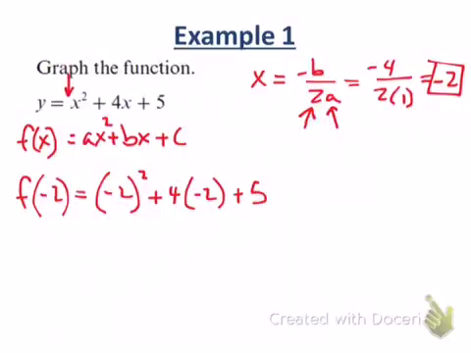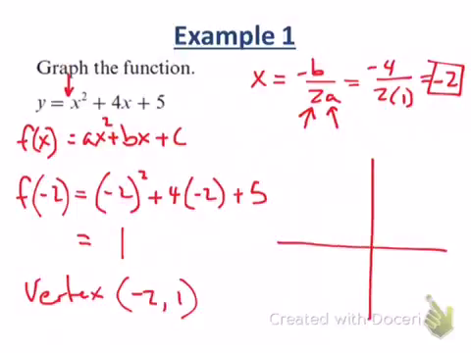What does that give us? 4 minus 8 plus 5 is positive 1. All right. So my vertex is negative 2, 1. Which direction does this parabola open?